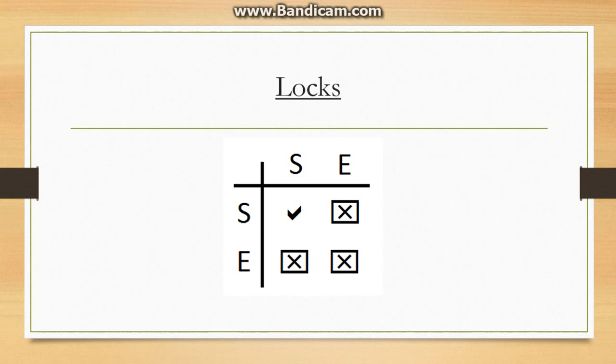So this graph denotes shared and exclusive locks between two transactions. If both the transactions are having shared lock, then there is not going to be any conflict between them. But if one transaction is having exclusive lock and the other one is having a shared lock, or both the transactions are having exclusive lock, then there is definitely going to be a conflict between them.